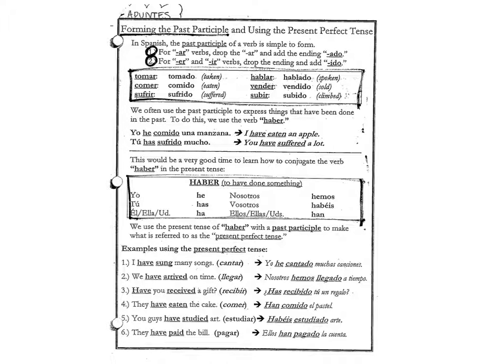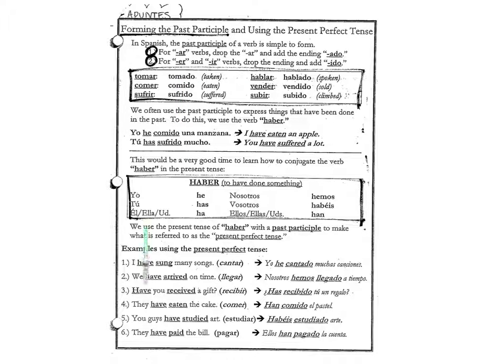So this past participle is the second part of the verb. All right. The very first thing that you have to do is conjugate some form of the verb haber. Haber in this case means to have done something. Have is important here because this is the present conjugation of the verb haber. So if I wanted to say, I have eaten, yo he comido una manzana.